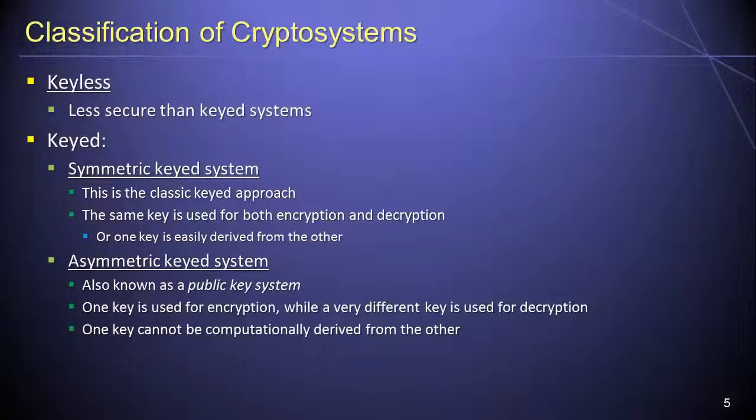Unlike a keyless cryptosystem, a keyed cryptosystem relies on a cryptographic key in order to protect the contents of a message. The enciphered or encrypted version of the message, then, depends not only on the encryption algorithm, but also upon the value of the key. Keyed cryptosystems can be further divided into two major groups, namely symmetric key systems and asymmetric key systems.